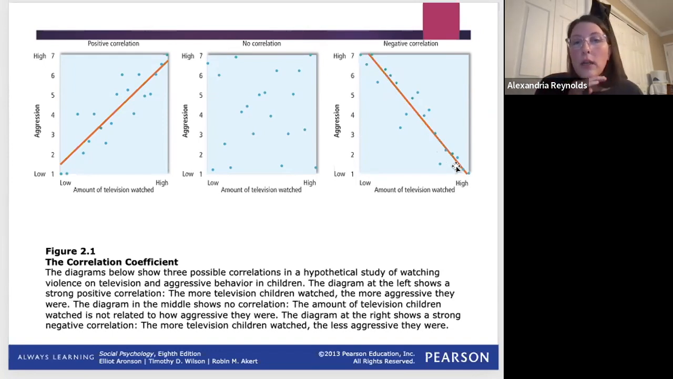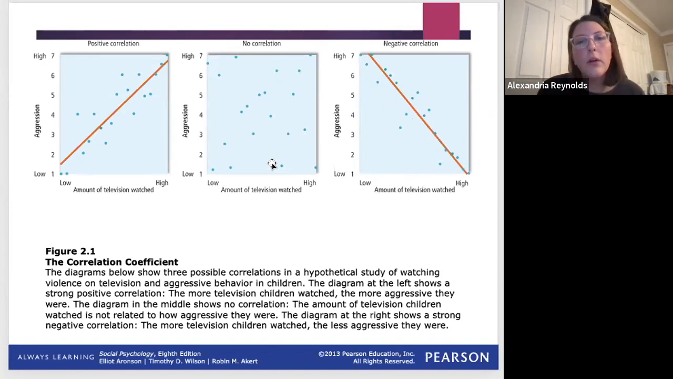Now, as you can imagine, this is not indicative of a normal data set, right? We don't typically see that as children watch more violent TV, they are less aggressive. This would be a fake correlation.